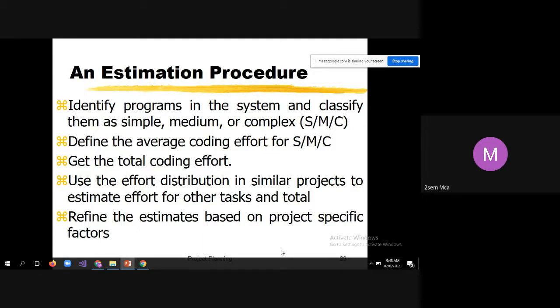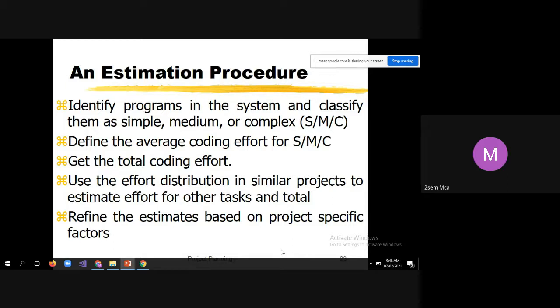Then you may be thinking, who will assign these categories, like this program is simple, this is medium, and this is complex? It is the team lead or the technical lead. The team lead or the technical lead will identify the programs as simple, medium, and complex. That you have to know. Then get the total coding effort. Once you identify them as simple, medium, and complex, you can count how many are simple, how many are medium, and how many are complex. Then if you do the summation, you will get the total coding effort.